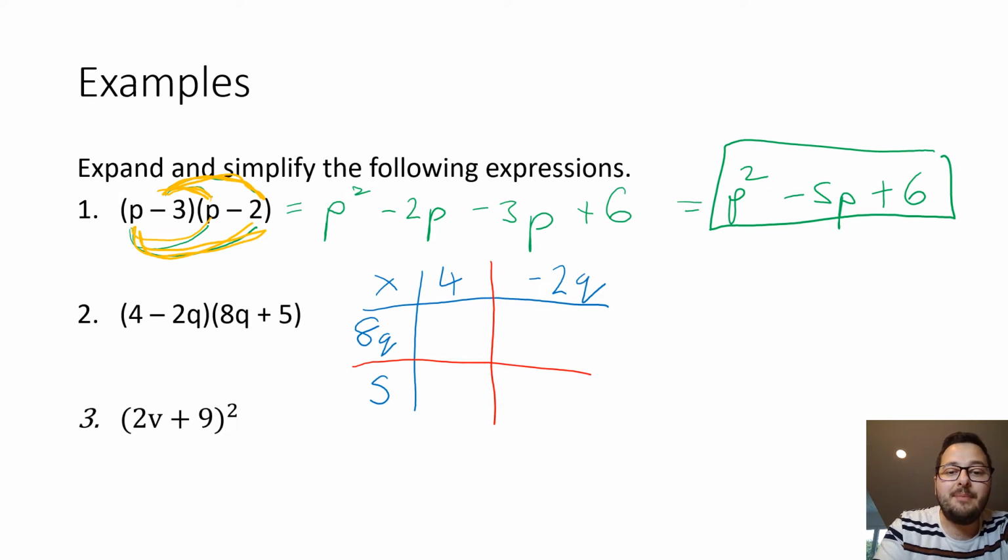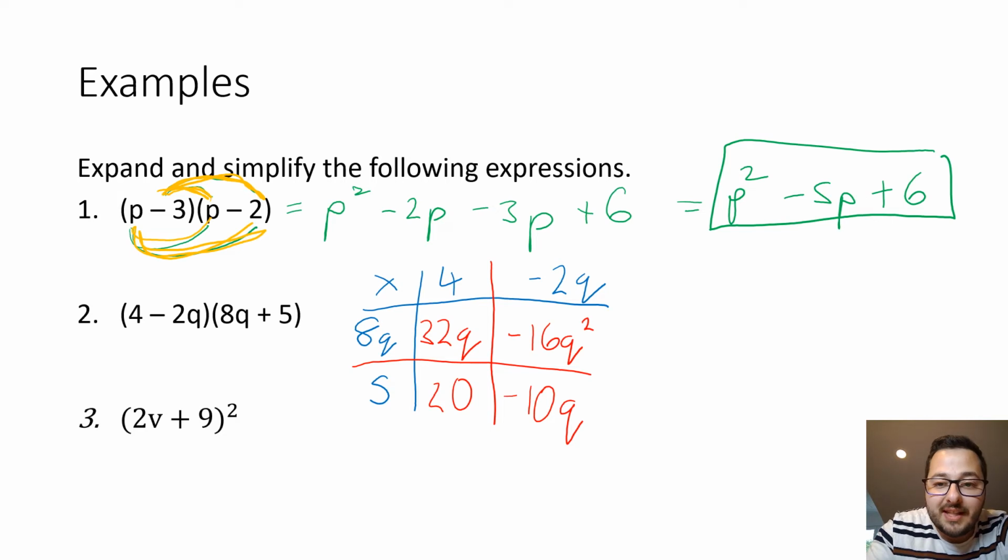Okay, so 4 times 8q is 32q. 8q times minus 2q is going to be minus 16q squared. Then we've got 5 times 4, which is 20, and then we've got 5 times minus 2q, which is minus 10q. So bring all these together then.